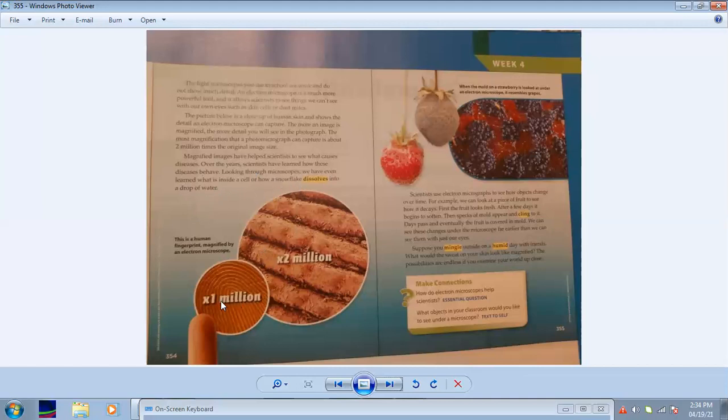Okay, this is a picture of a human fingerprint, like the tip of your finger. This is times 1 million so that you can see up close the lines that are on the fingertip. And this is times 2 million. If you look at them, it looks pretty yucky. Let's look at it up close.